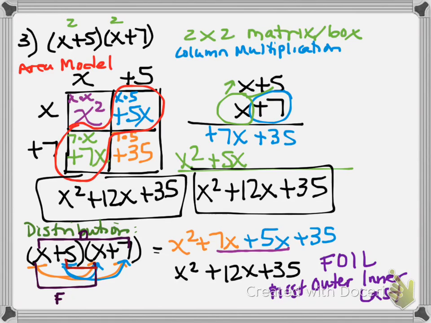Inner is going to be the 5 times the x. That's your I. And then last is going to be these. So I'll circle up all those letters. Now, again, FOIL only works for a binomial times a binomial. Distribution works for any size polynomial times any size polynomial. The area model / matrix works for any kind of polynomial times any kind of polynomial. The columns work for any kind of polynomial times any kind of polynomial.